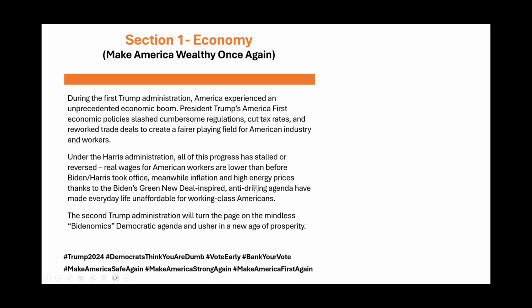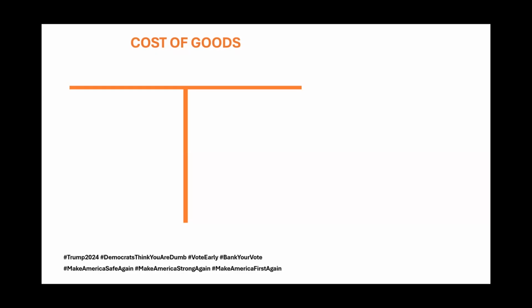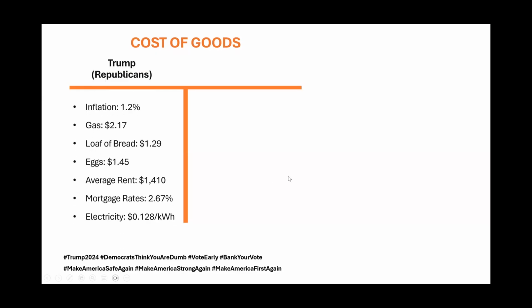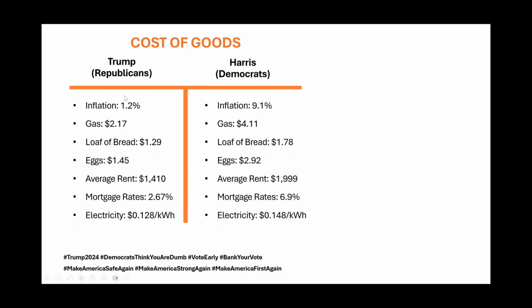A lot of the things are broken down into sections. I'm not going to read them. This is from the Republican plank, but let's start with everyday items. What's the impact on your pocketbook on everyday items? Cost of goods. We see a lot of charts, a lot of information about cost of goods going up and up and up. Under Trump and the Republicans versus Harris and the Democrats, 1.2 on inflation, 9%, gas, loaf of bread.